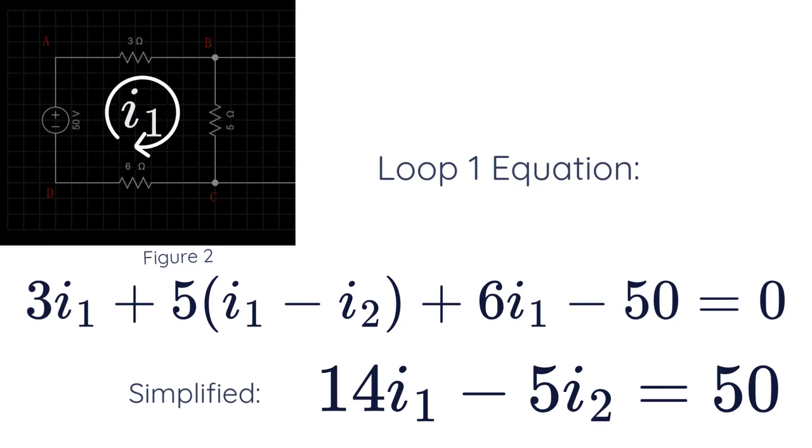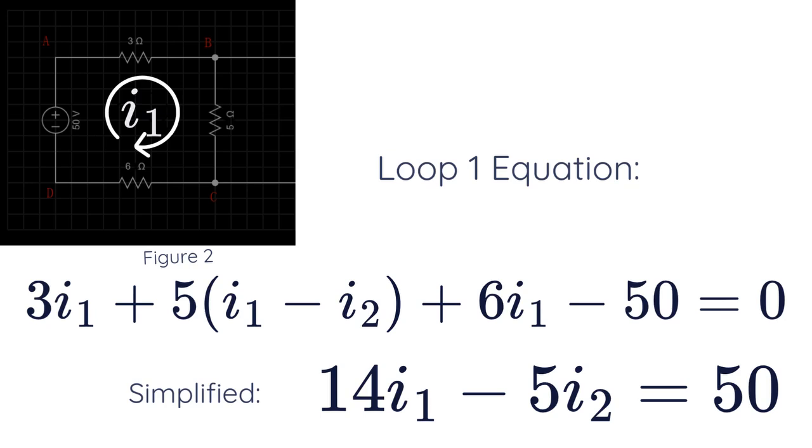Applying the KVL for the loop ABCDA, the loop is passing through 3, 5, and 6 ohm resistors, and it touches the negative terminal of the battery of 50 volts. The 5 ohm resistor is common to loop currents I1 and I2. For loop 1, the current I2 in the 5 ohm resistor is opposite to the I1 current.